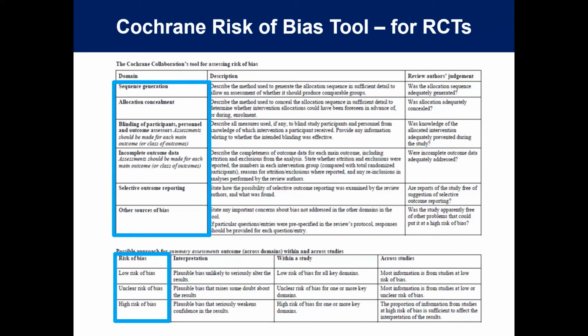Note that Cochrane recently released an updated version called the ROB2, which you may come across in more recent SRMAs.